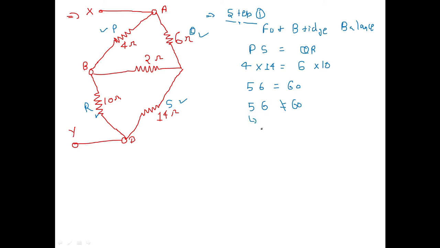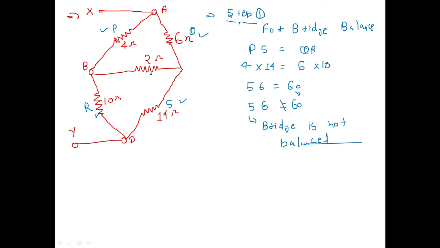So we conclude that this bridge is not balanced, so we will not apply the simpler concept. If 56 also arose on the right-hand side, then this bridge would be balanced. But 60 is arising, so the condition is not satisfied.